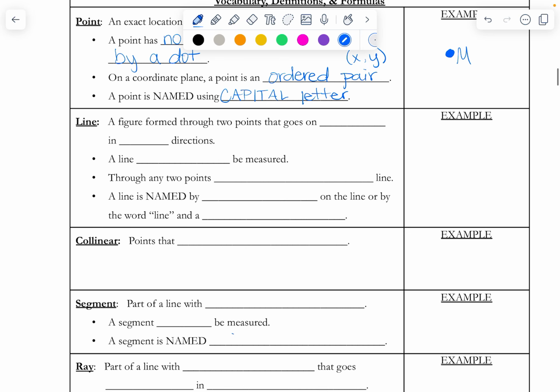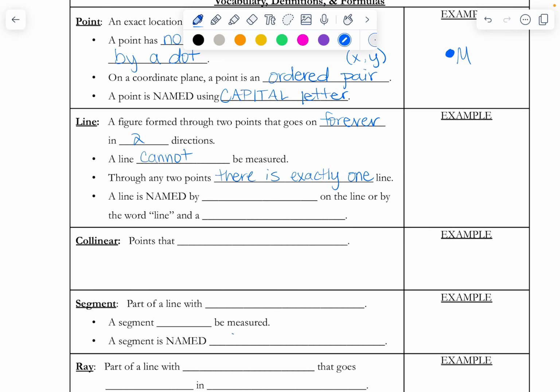Next definition, we have a line. A line is a figure formed through 2 points that goes on forever in 2 directions, and a line cannot be measured because it goes on forever in 2 directions. Through any 2 points, there is exactly, see if we can fit it all, 1 line.